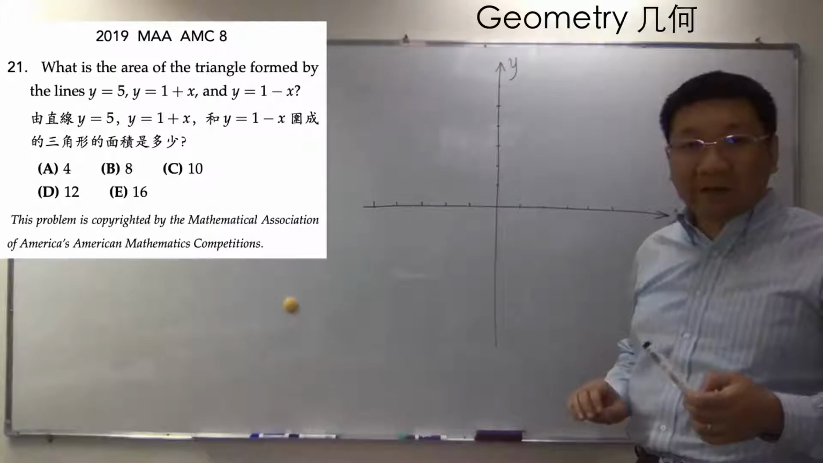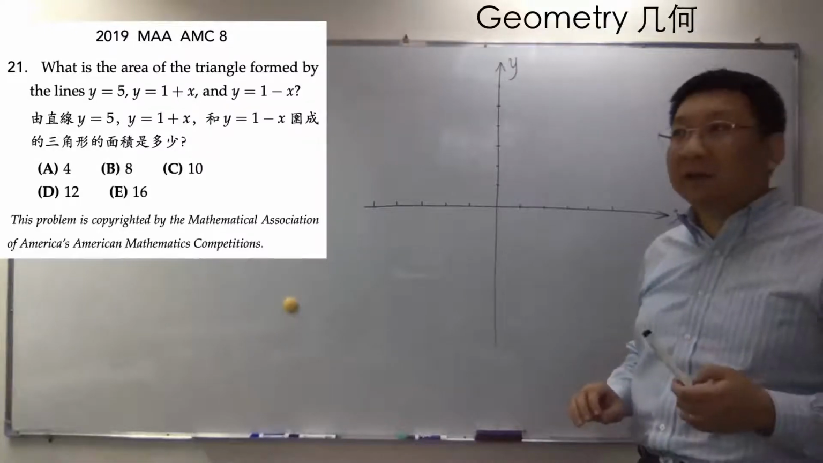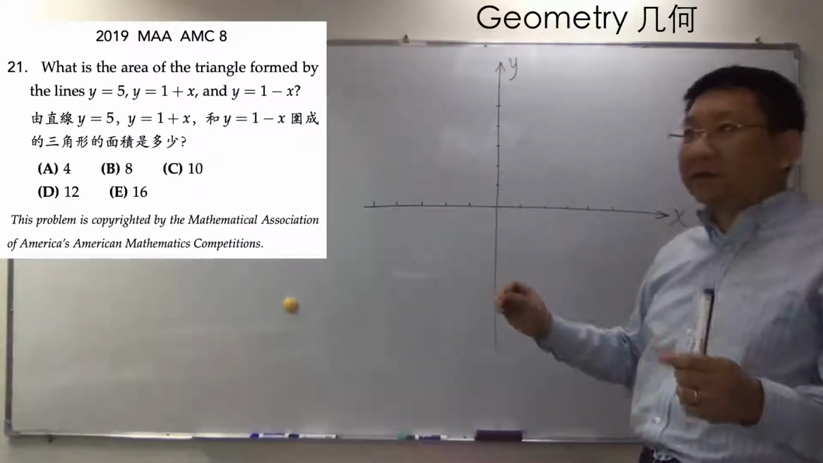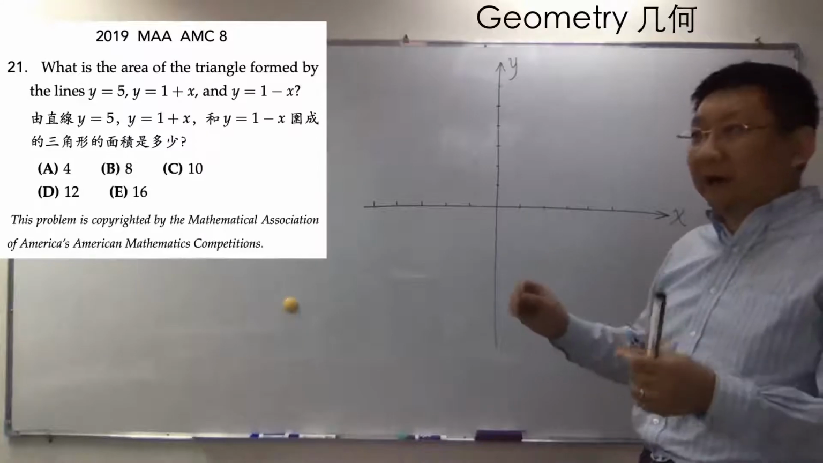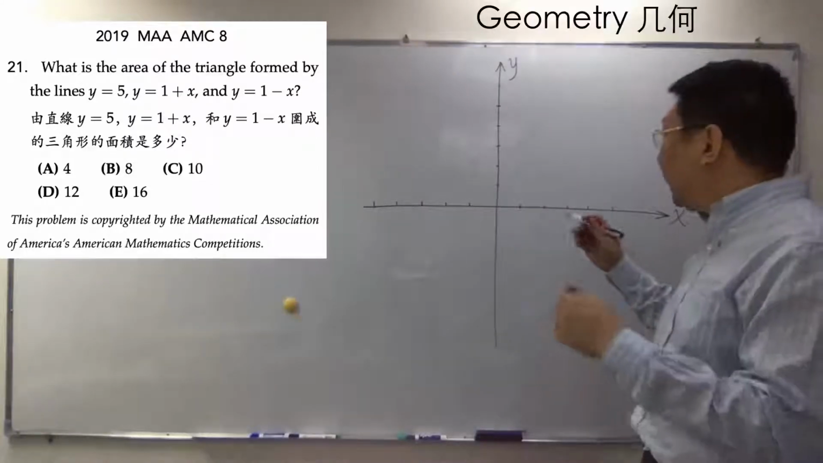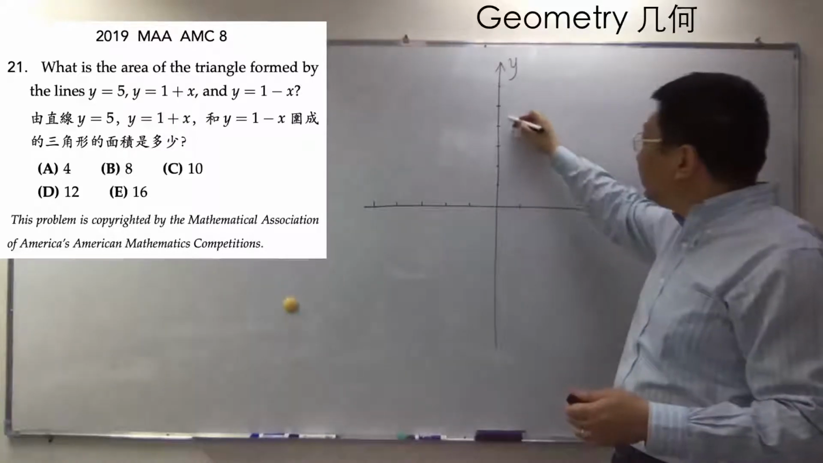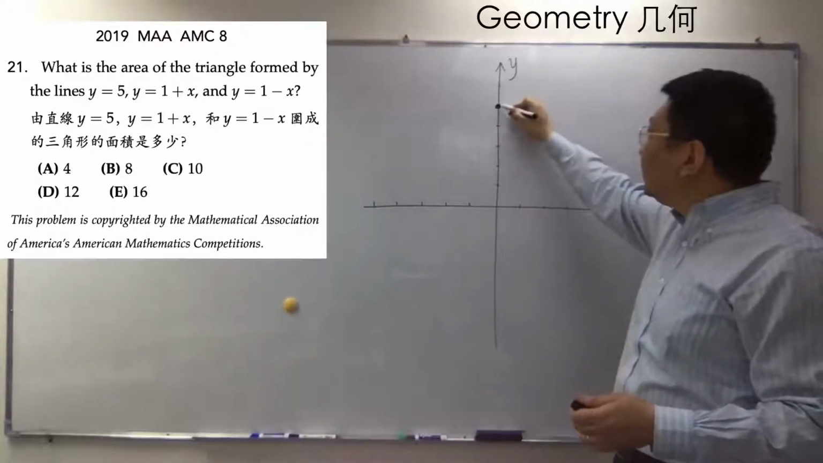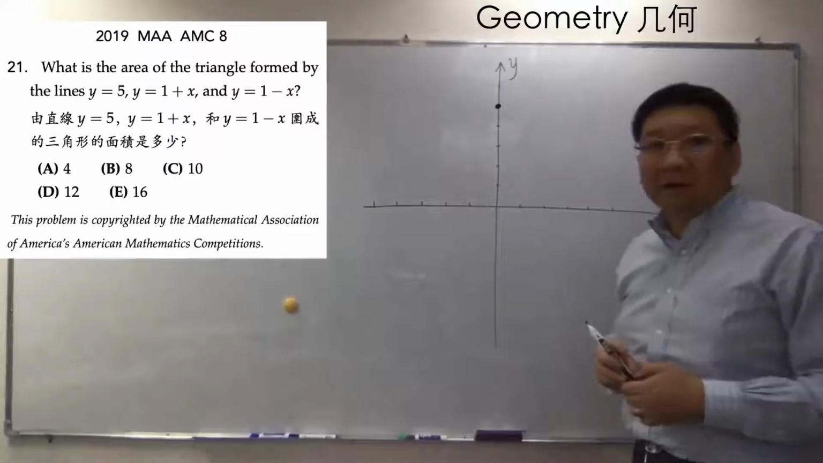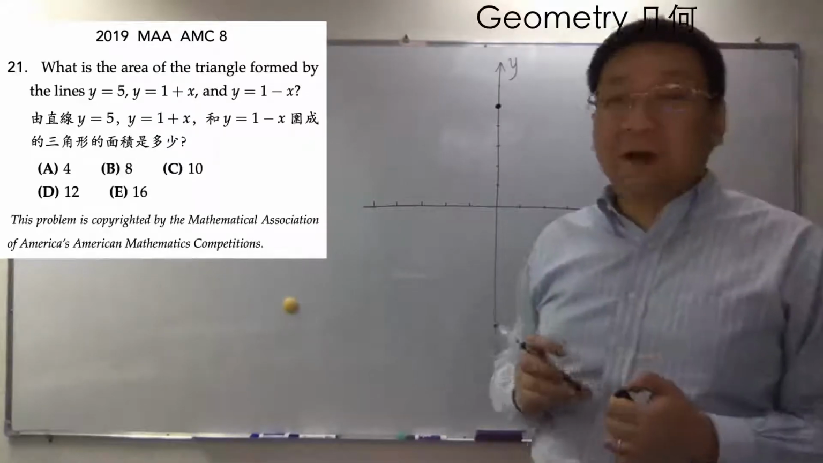The first line is y equals 5. What does it mean? It means all the points with y coordinate 5. So, of course, if x equals 0, you would have y equals 5. 1, 2, 3, 4, 5. So this point should be on the line y equals 5.